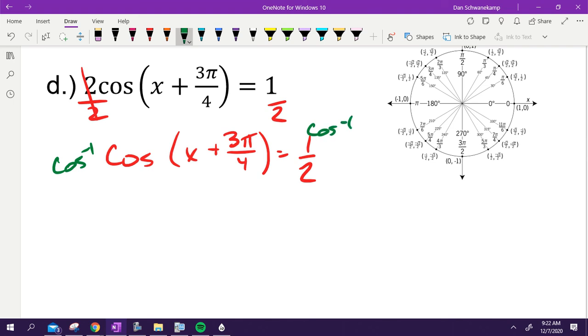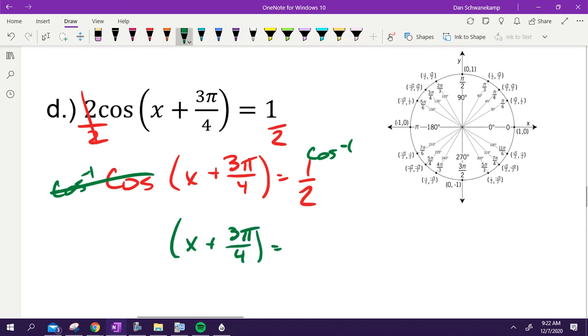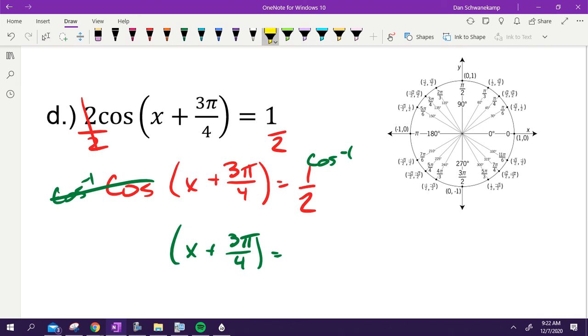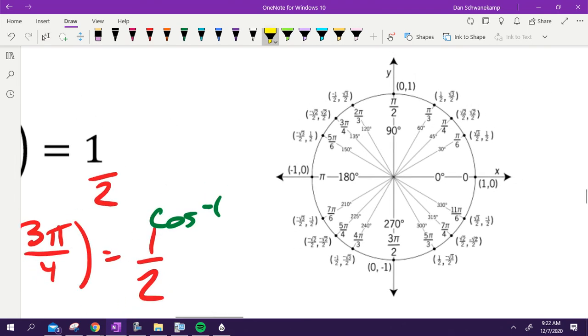All right, so again, in this capacity, it means where on the unit circle is cosine going to be a positive 1/2. So we're looking at our unit circle. When is my x going to be 1/2? Oh, right there, x is 1/2 at pi over 3. And right there at 5 pi over 3. Those are going to be my two answers. Pi over 3 and 5 pi over 3.